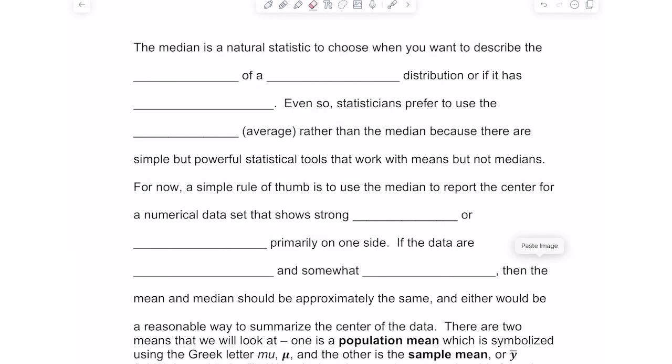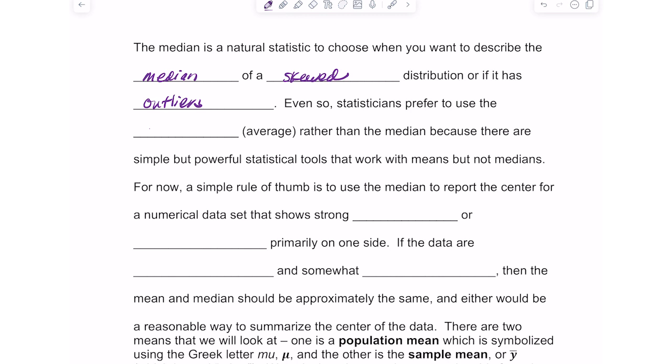Welcome back. In this video, we're going to look more at measures of center and spread and also when the appropriate time is to use each. The median is a natural statistic to choose when you want to describe the center, right? Especially when you have a skewed distribution or if it has any outliers. And remember, the reason to do that is because we say that the median is not sensitive to outliers.